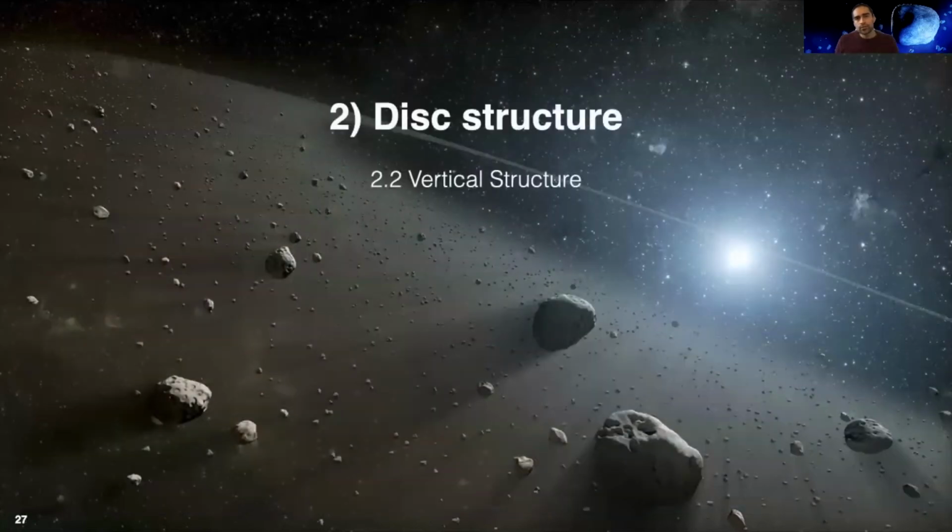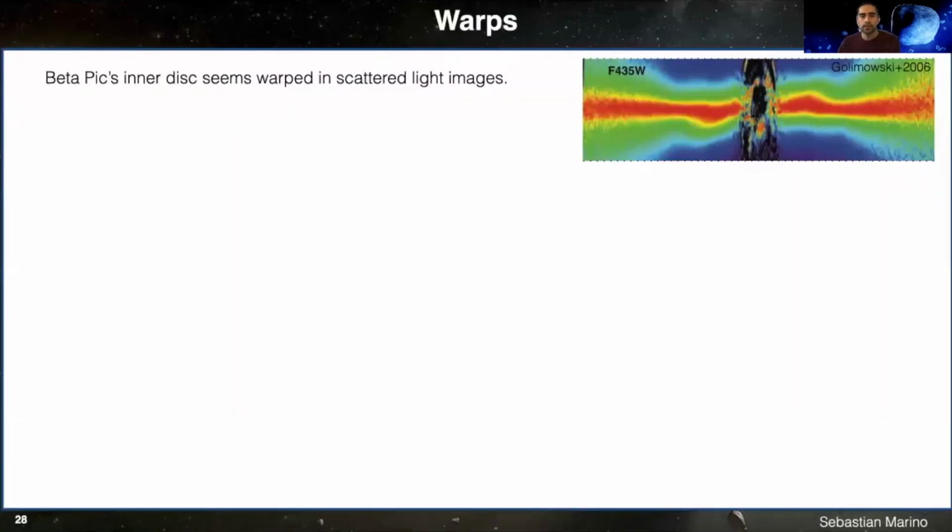So the other kind of disk structure I want to discuss is the vertical structure. So for a system that is very inclined to us, okay, we call it edge on. So we see it like the edge. They're not very good to understand the radial structure they have because all the emission coming from different radii is a bit mixed up. But they're actually very good to understand the vertical structure they have. A clear example of that is Beta Pic, which has an inner disk that seems to be warped or tilted compared to the outer disk.